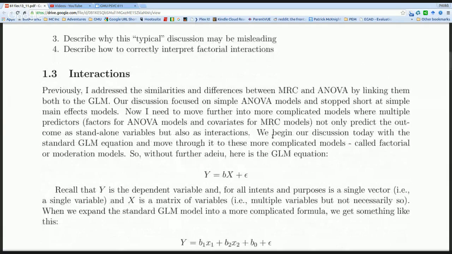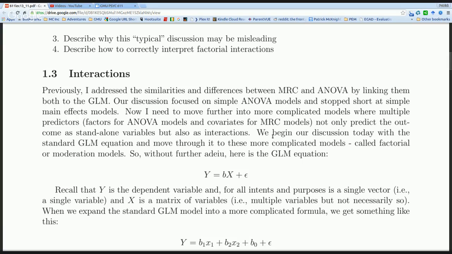So to bring you full circle back to the concept of the general linear model and how the general linear model handles both main effects and interactions, we first need to know what this general linear model is. I've gone over it a lot of times in class, so a lot of this is just review.